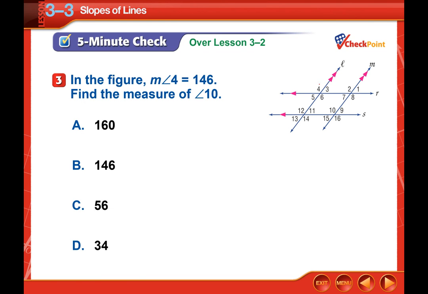Okay, angle 4 is still 146. We need to find the measure of angle 10. Well, we can do that in a few different ways. 4 is a corresponding angle to 2. We know that their measures are equal. They're congruent. 2 is also a corresponding angle to angle 10. So it is congruent, and their measures are equal. So in this case, angles 4, 2, and 10 all measure 146.